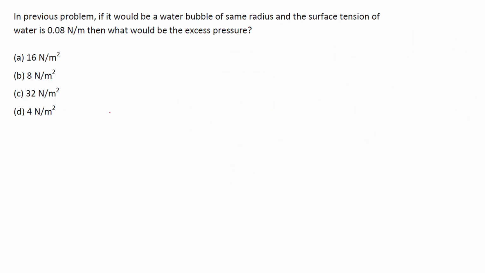Now the next question. In the previous problem, if instead it's a water bubble, that means a liquid drop. Water bubble of same radius, and surface tension value is now 0.08 Newton per meter, and radius is same. Last time we saw radius was 10 mm, and in meters it will be this. Then what would be the excess pressure?